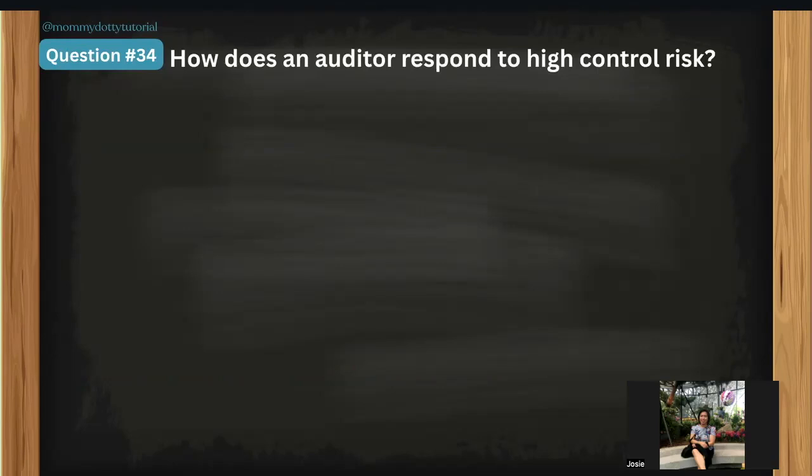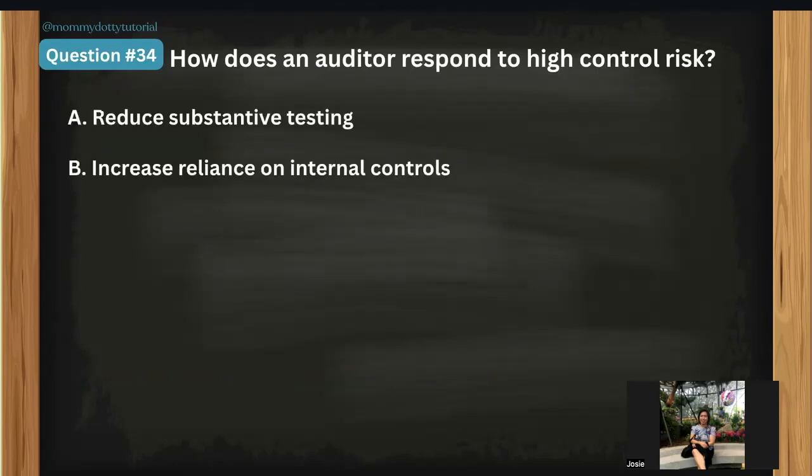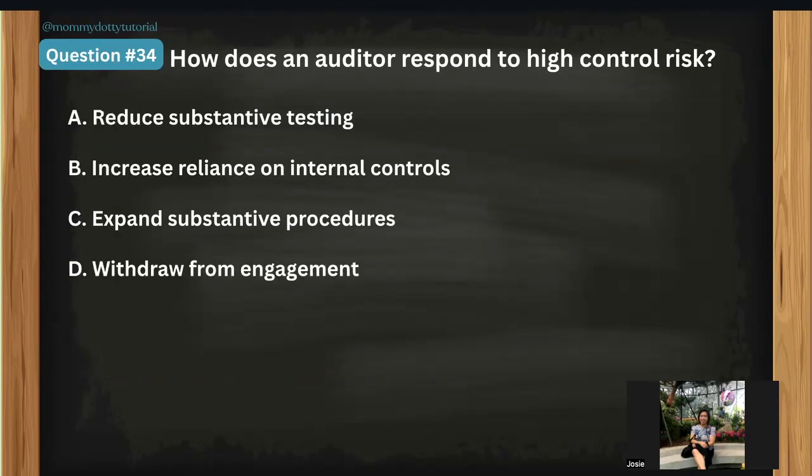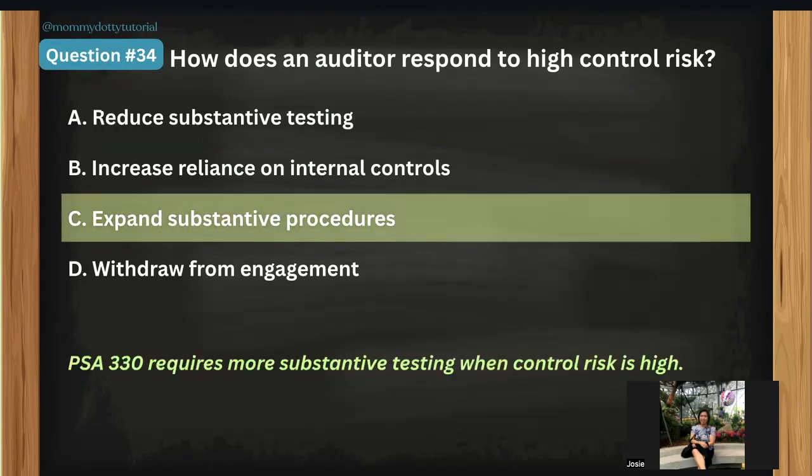How does an auditor respond to high control risk? A. Reduce substantive testing. B. Increase reliance on internal control. C. Expand substantive procedures. And letter D. Withdraw from engagement. You may pause this video to think. The correct answer is letter C. Expand substantive procedures. According to PSA 330, it requires more substantive testing when control risk is high.